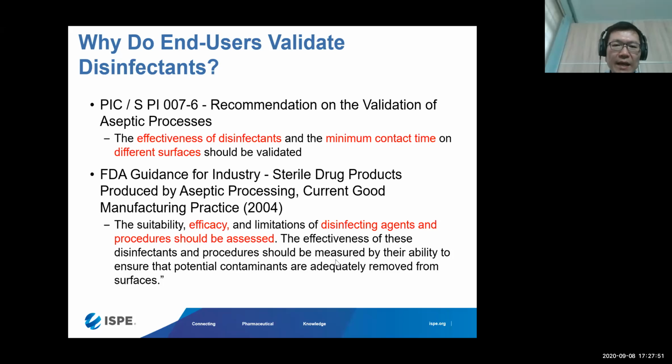And also the FDA guidance for industry 2004. This also states that the efficacy of the disinfecting agents and procedures should be assessed. The effectiveness of the disinfectants and procedures should be measured by the ability to ensure that the contaminants are removed from the surface. So this goes to show that you will need to perform the efficacy studies for the chemical disinfectants used in your facilities.